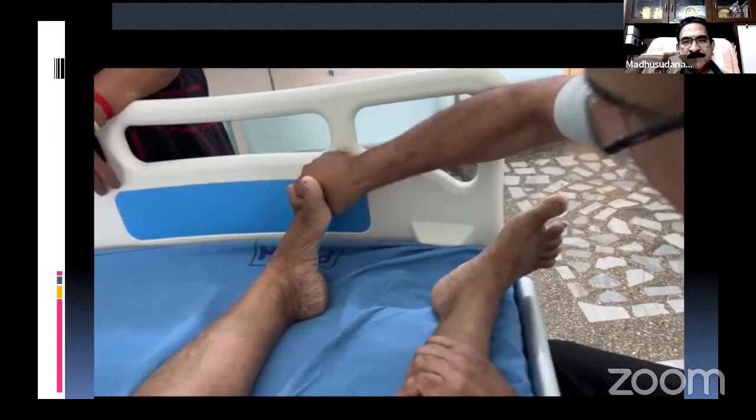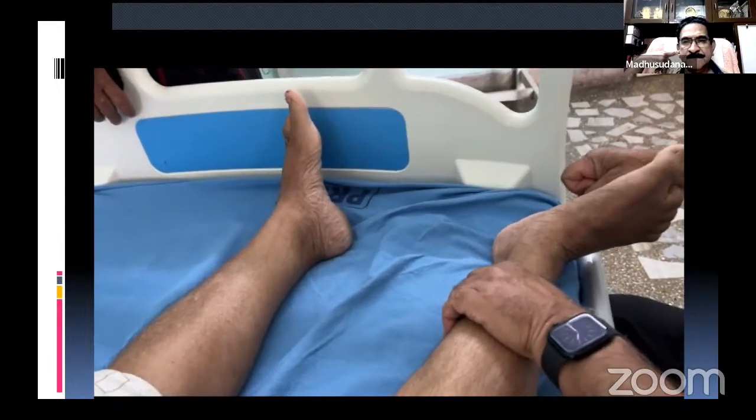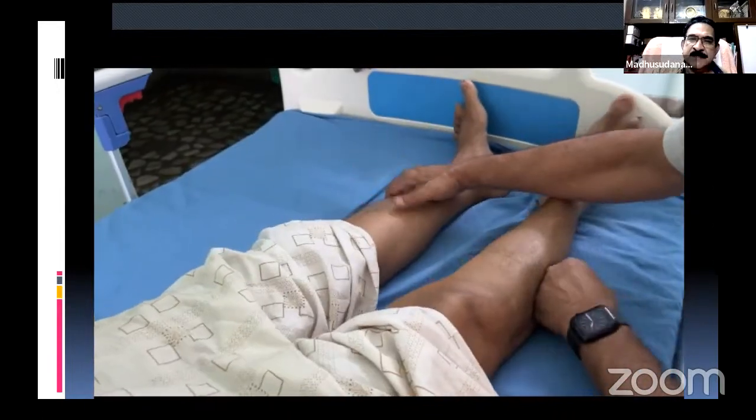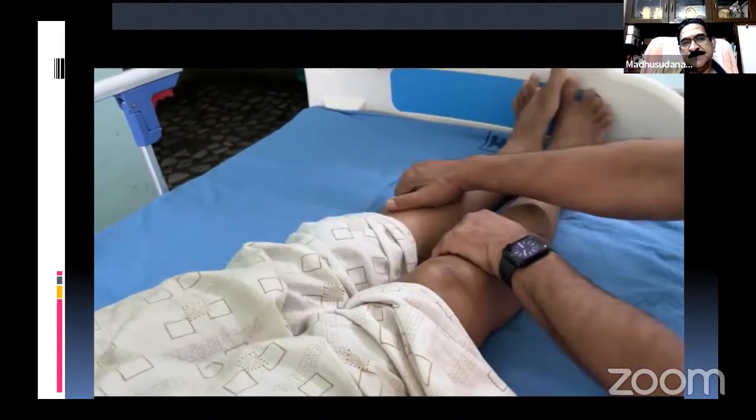He could press it down. The abduction and adduction was weak. Adduction was also weak.